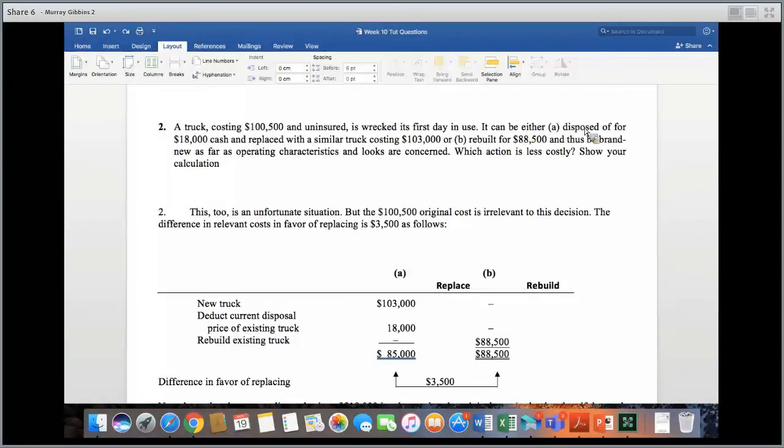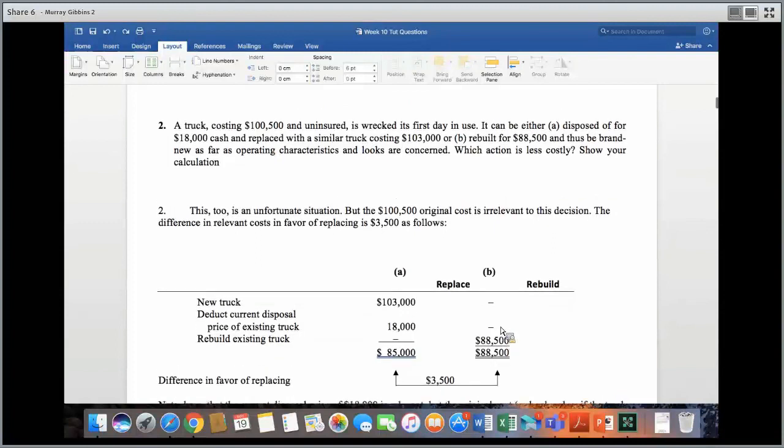Another one, truck cost this much, $100,000. It's uninsured, unfortunately crashed on the first day, and we can either sell it as it is for $18,000 cash, scrap it basically, and buy a new truck for $103,000, or we could rebuild it for $88,500, and pretty much it would be brand new as far as the operating characteristics are concerned. Sorry, there's a bit of building going on, and a truck just went by. Okay. So which action is going to be less costly?